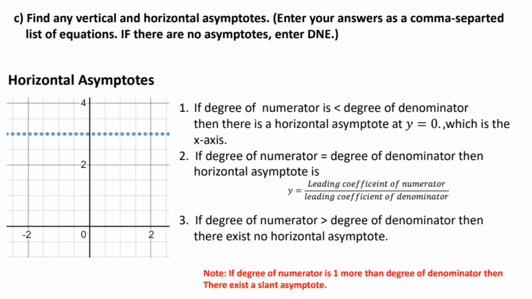Case 2 is if the degree of the numerator is equal to the degree of the denominator. Then we have a ratio of the leading coefficient of the numerator divided by the leading coefficient of the denominator. This will be our horizontal asymptote. It's a fraction or ratio. And then the third case: if the degree of the numerator is larger than the degree of the denominator, then there exists no horizontal asymptote. But case 3 is a little special. It may not have a horizontal asymptote, but it's going to have a slant asymptote. And we wrote that in red.